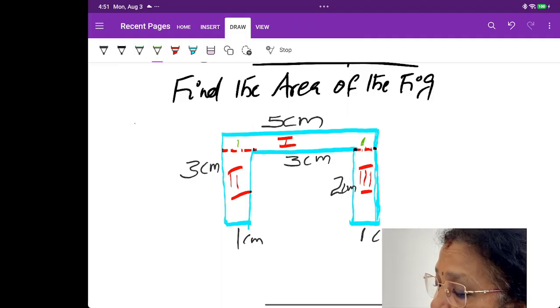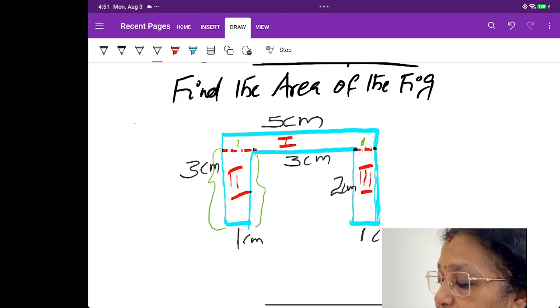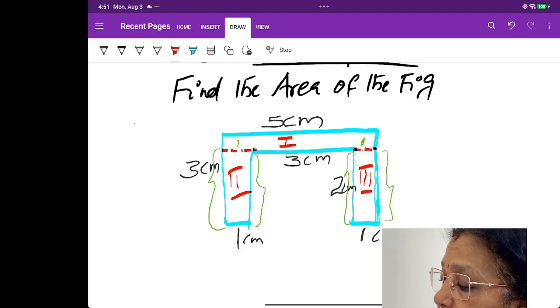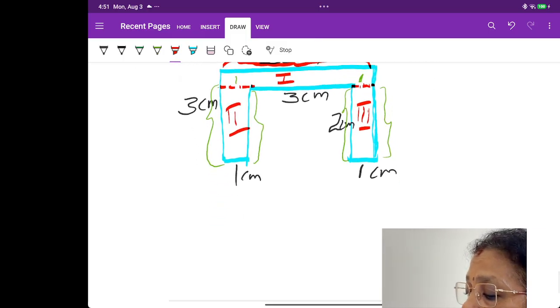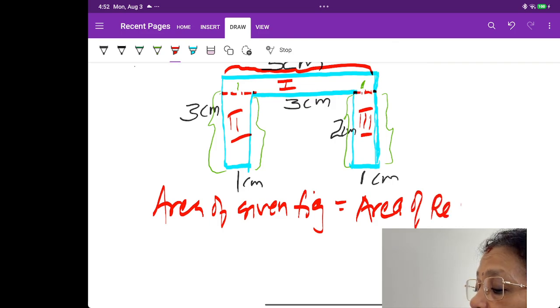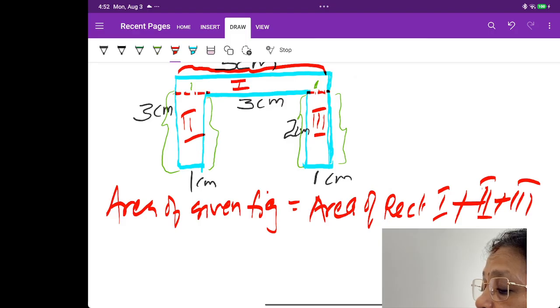Now, 1 removed from this, we have to find the area of this rectangle and this rectangle and this rectangle 1. Area of given figure is equal to area of rectangle 1 plus rectangle 2 plus rectangle 3.